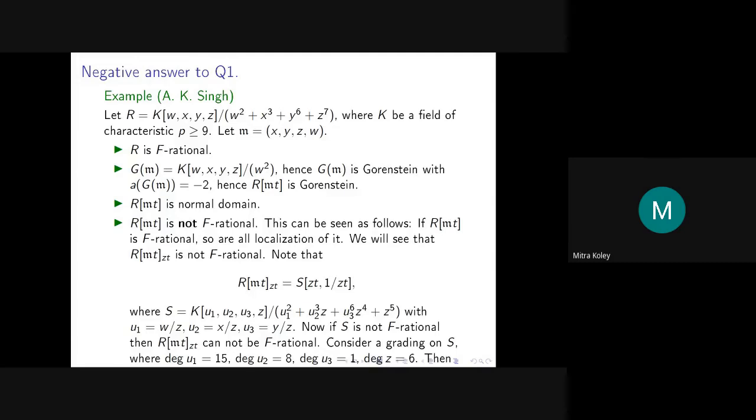And if you can show that S is not F-rational, then R[Mt]_{Zt} cannot be, because it is a faithfully flat extension. So S in the standard grading is not homogeneous, but we define a weighted grading where the degree of U1 is 15, U2 is 8, U3 is 1, and the degree of Z is 6.